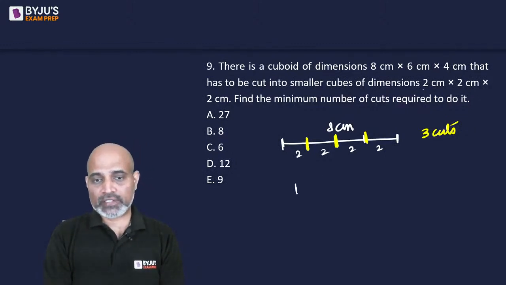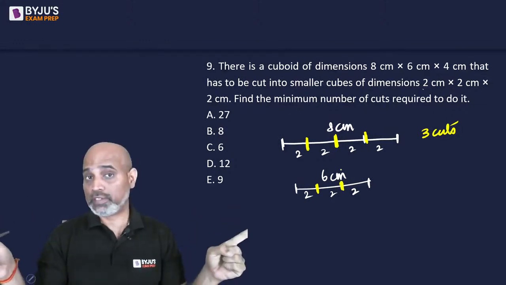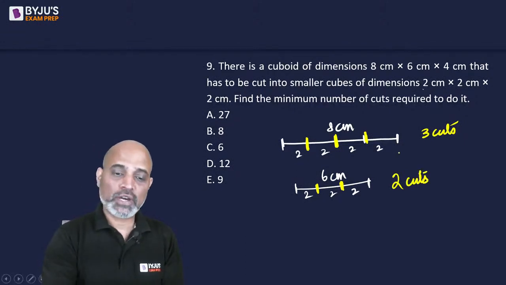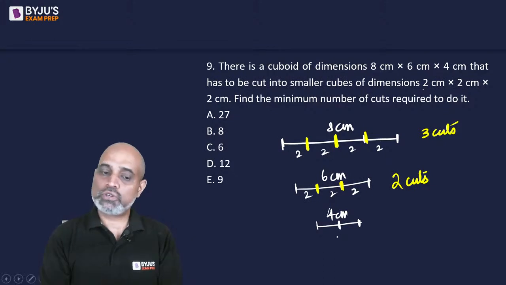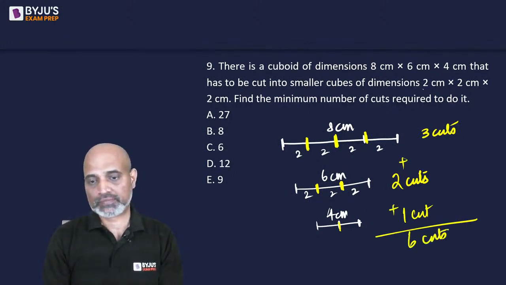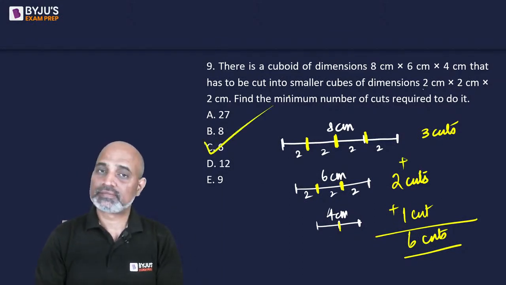Next one is 6 centimeter. If I say this is 6 centimeter, तो 2 centimeter के लिए I need how many cuts? I need 2 cuts. Again, not the corner ones, but only the central ones. So 2 cuts इधर चाहिए होते हैं. And then you have a 4 centimeter length, 4 centimeter और 2 का चाहिए, so you need only one cut from here, so this is one cut. What is the total number of cuts you are going to have? 6. Okay, so C is your answer.